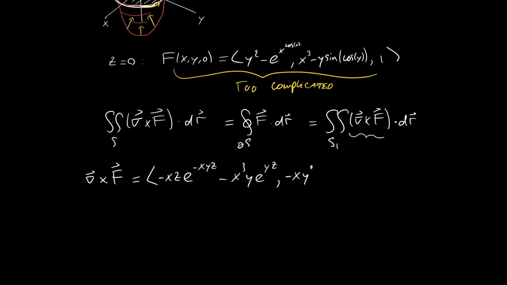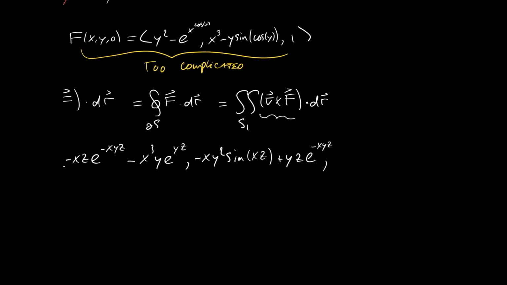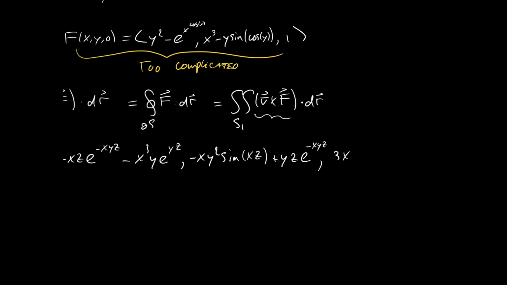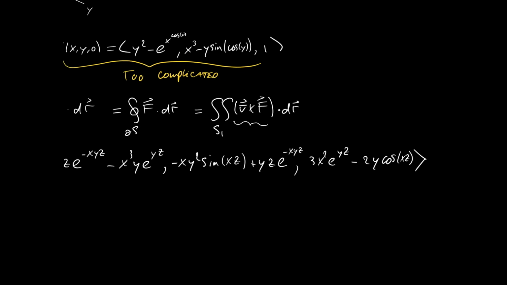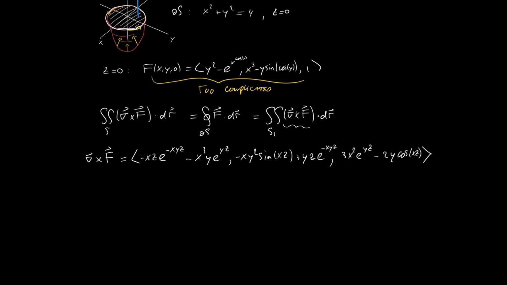Minus xy squared sine x times z plus yz e to the power minus xyz. That's the y component, also not so easy. And then the z component is 3x squared e to the power yz minus 2y cosine xz. That's a very complicated vector, that curl, but okay, we have a chance. If that simplifies for z is equal to 0, we might have something to work with. So let's check.